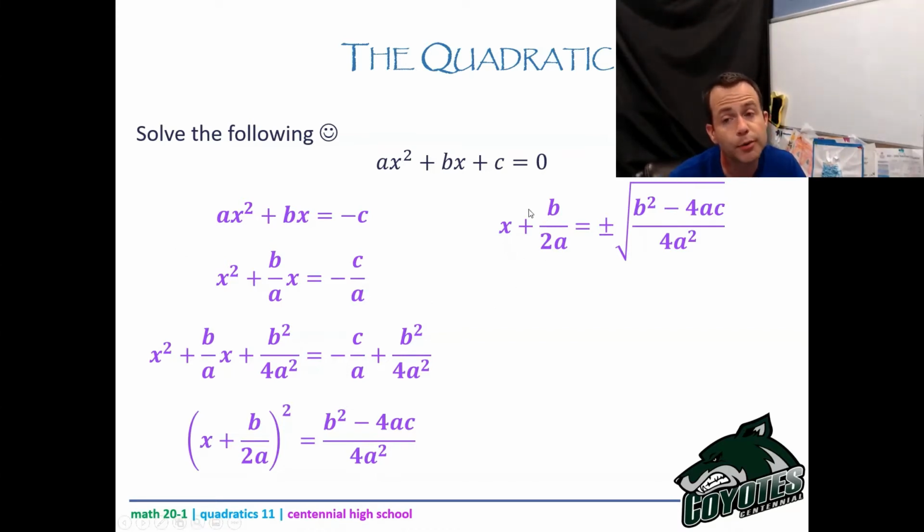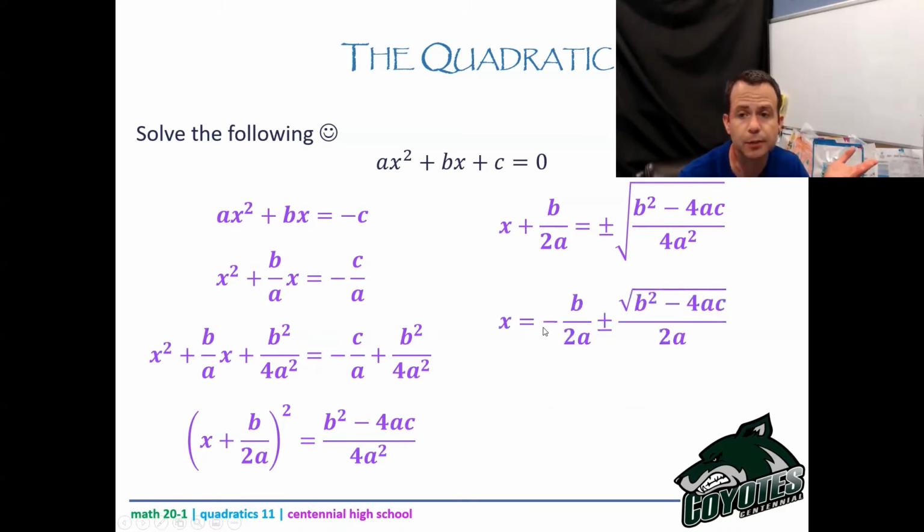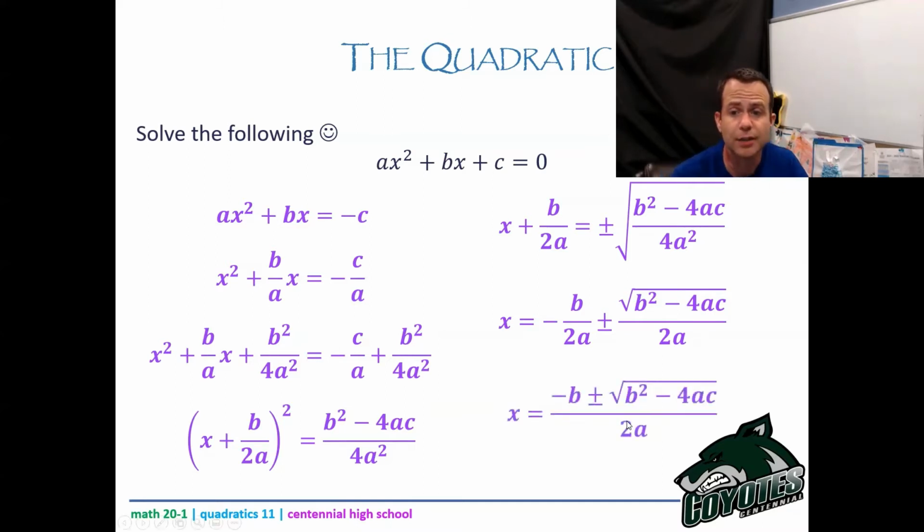Okay, so now I'm also going to subtract b over 2a from both sides. And that's going to leave me with x equals, so I've got that negative b over 2a. And then this is just like I told you, I have plus or minus the square root of b squared minus 4ac all over 2a. But now what I want you to notice is I have a common denominator on the right side. They both are over 2a, which means I can just add those numerators together. I can make it be one fraction. And so I'm left with x equals negative b plus or minus the square root of b squared minus 4ac all over 2a. That, my friends, is the quadratic formula.